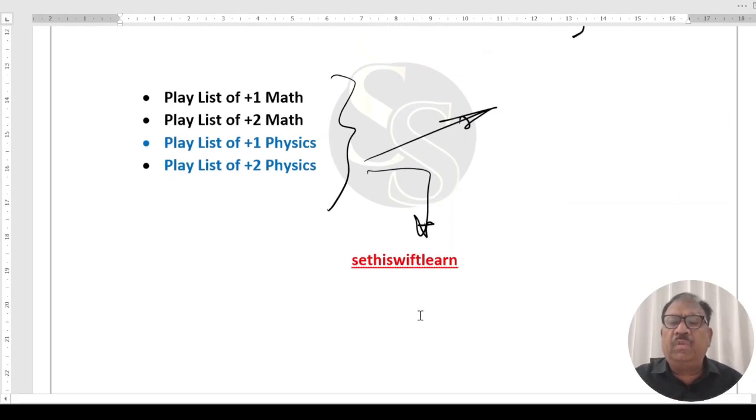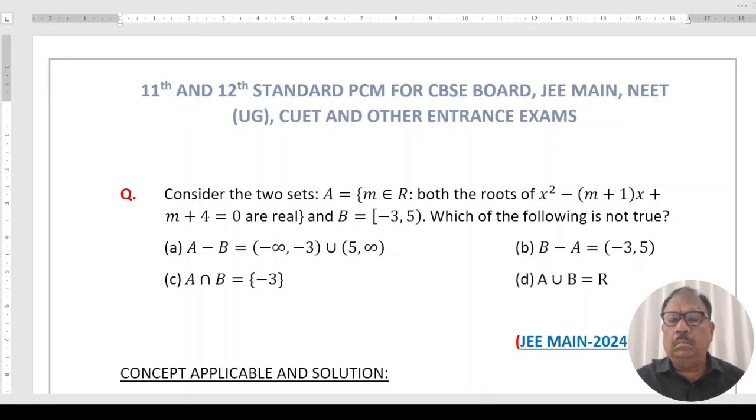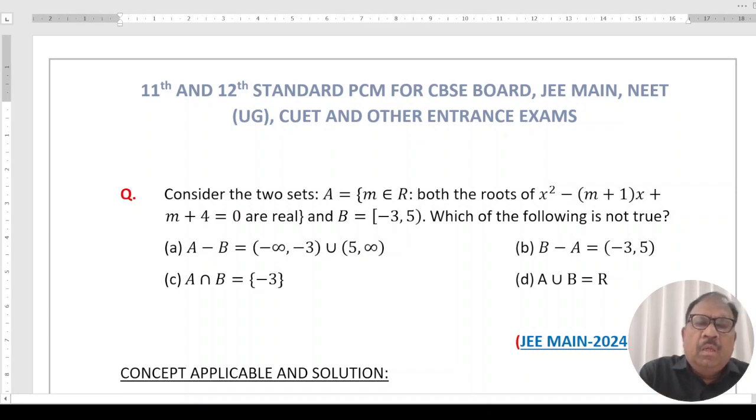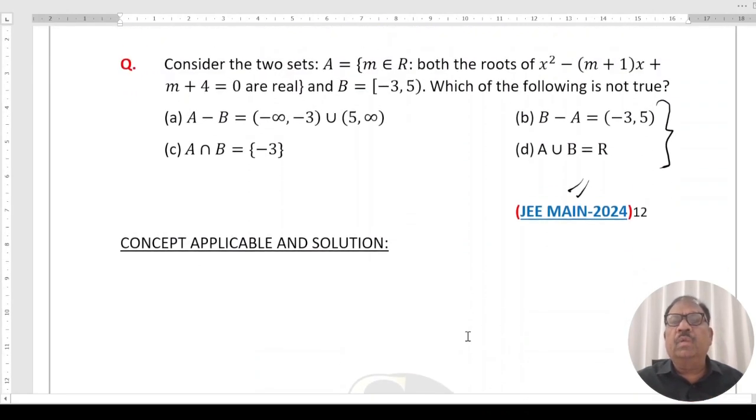Now let's start with the questions. Question is, consider the two sets A = {m ∈ R : both the roots of the equation are real} and B = [-3, 5). Which of the following is not true? We have to pick one of the answers. The question is taken from JEE Main 2024. Let's start the question.